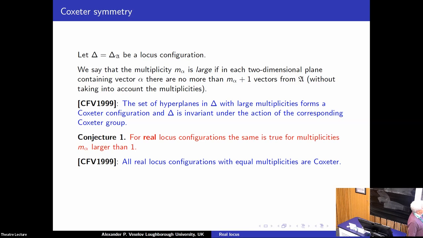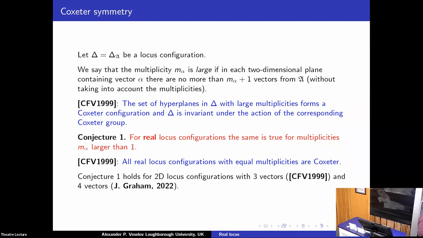One more thing in favor of this relation with Coxeter systems: if you consider all multiplicities equal, then it must be Coxeter. If they are, then they are Coxeter. And I mentioned already that for three vectors, in fact, of course, it's true for all known configurations, but it's proved only in small cases, right? And check result later.